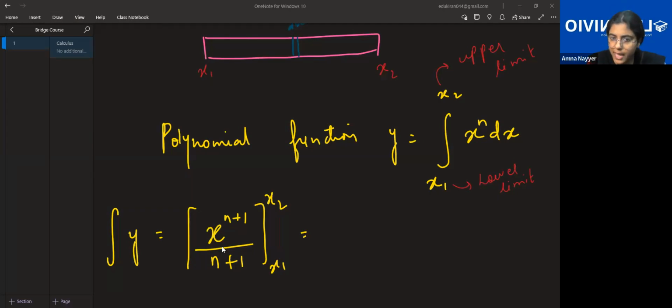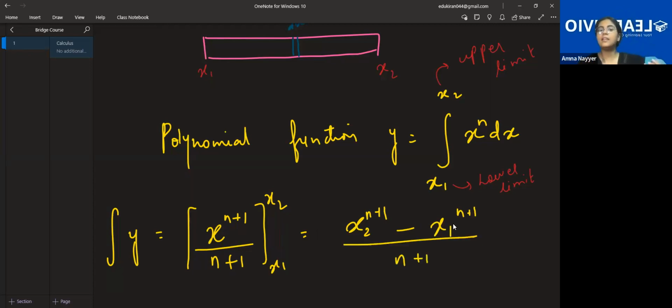Instead of this x, first put the upper limit, x2 to the power n plus 1. Instead of this x, just put this upper limit first. Then put a minus sign. Then put your lower limit, x1 to the power n plus 1, and divided by whatever was left, n plus 1. This will be your final answer after substitution of limits.